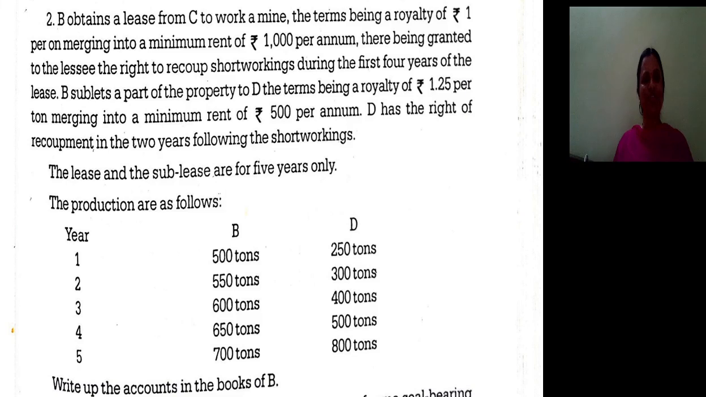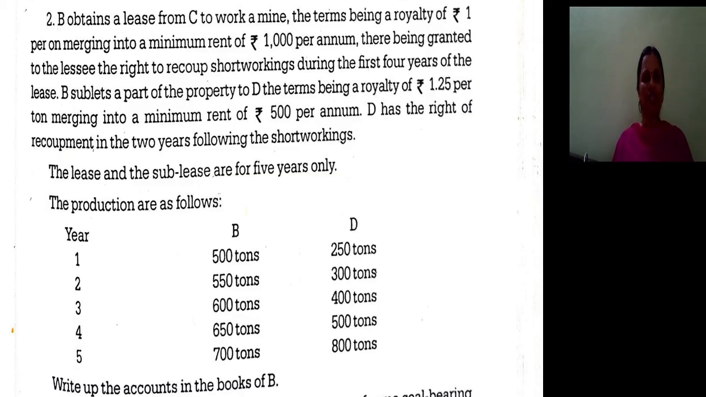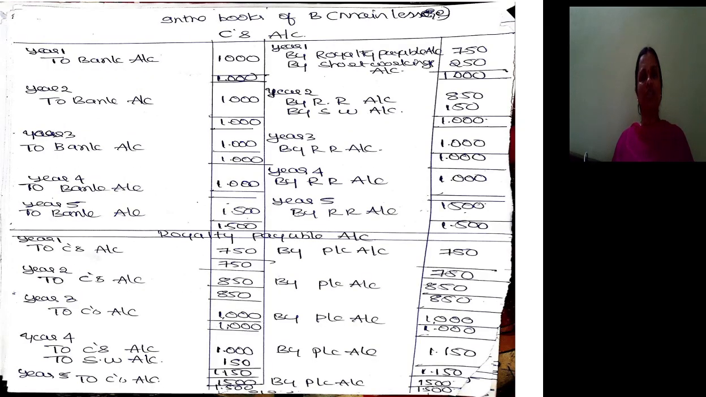In the last session, we concentrated on the second problem, where we discussed how to prepare the royalty payable chart and how to prepare the royalty receivable chart. In the question, it was asked that we have to prepare accounts in the books of B. B is the main lessee as per the main lease agreement and the sublessor as per the sublease agreement. So we have to prepare, in his books, accounts relating to the main lease and accounts relating to the sublease, in the capacity of main lessee and in the capacity of sublessor respectively.